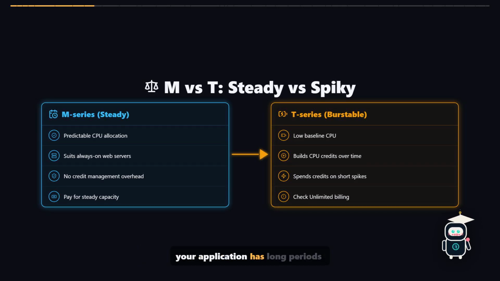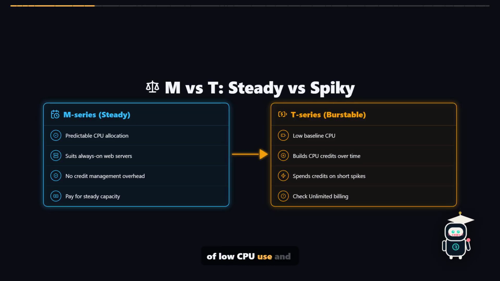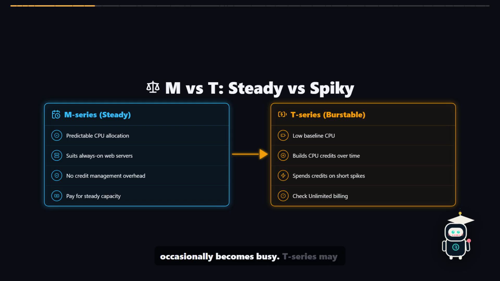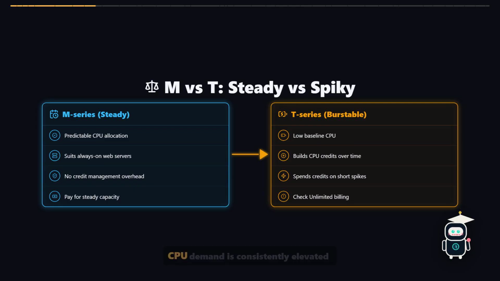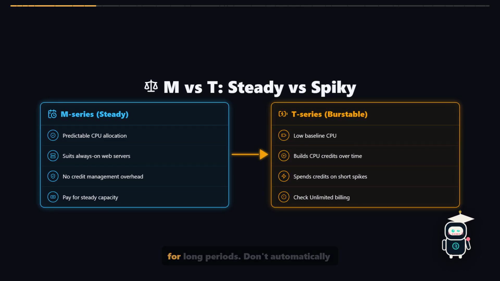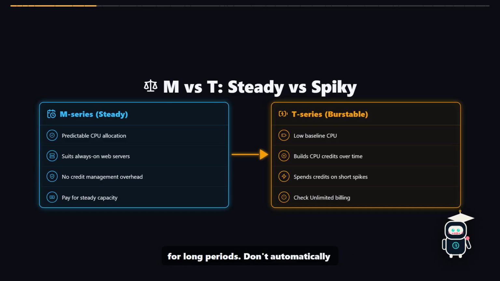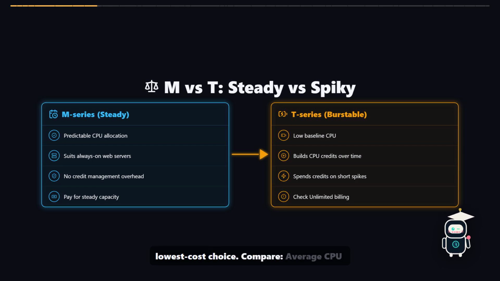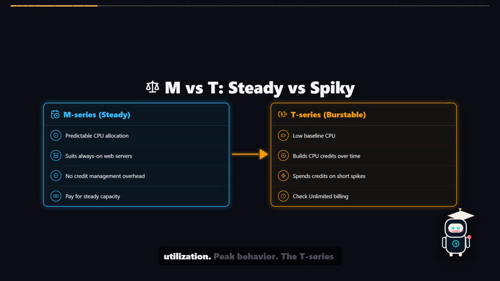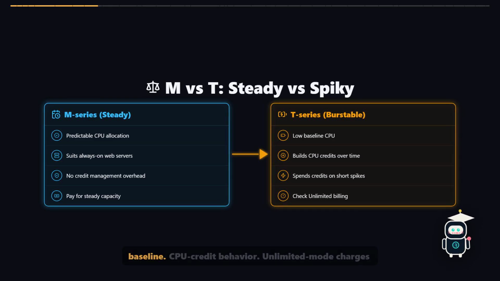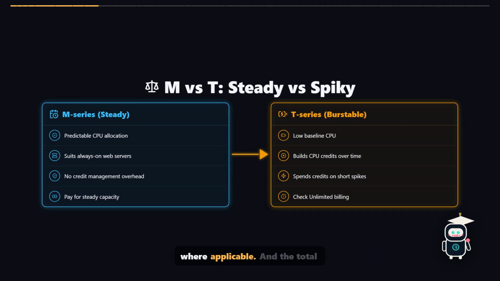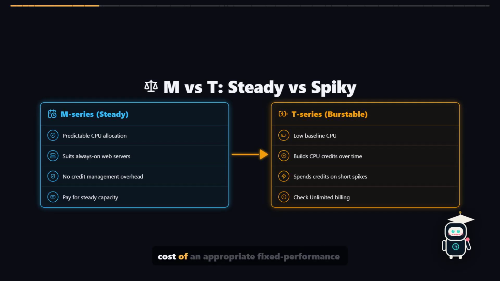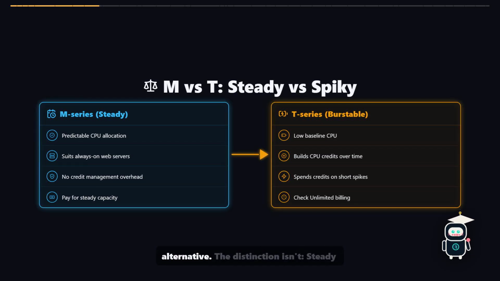Suppose your application has long periods of low CPU use and occasionally becomes busy. T-series may be worth evaluating. Now, suppose CPU demand is consistently elevated for long periods. Don't automatically assume T-series is still the lowest cost choice. Compare average CPU utilization, peak behavior, the T-series baseline, CPU credit behavior, unlimited mode charges where applicable, and the total cost of an appropriate fixed performance alternative.